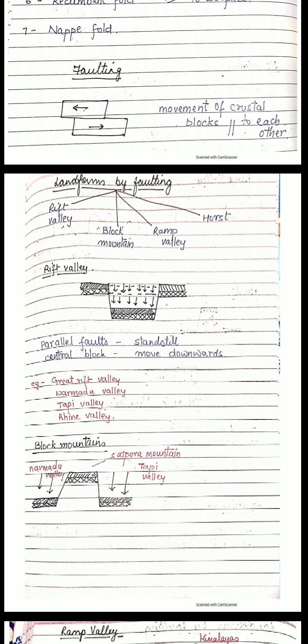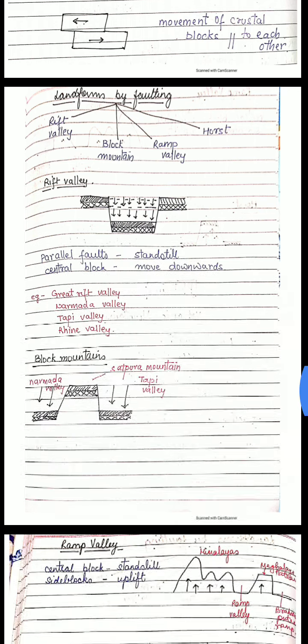When the movement of crustal blocks is parallel to each other horizontally, you can see these 2 crustal blocks I have made. So these 2 crustal blocks are moving, displacing from their position, and it is making the displacement. It is creating different landforms. So there are 4 major landforms which are occurring: Rift Valley, the Block Mountain, the Ramp Valley and Horst. I have given you the examples here.